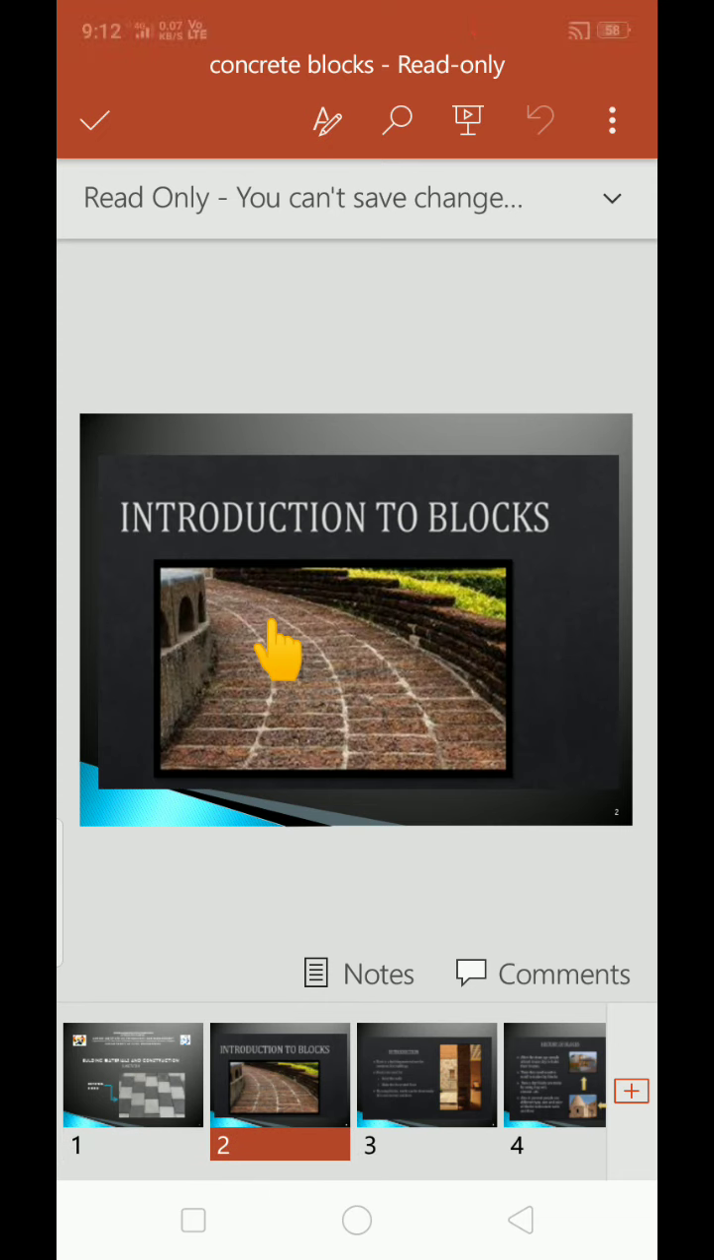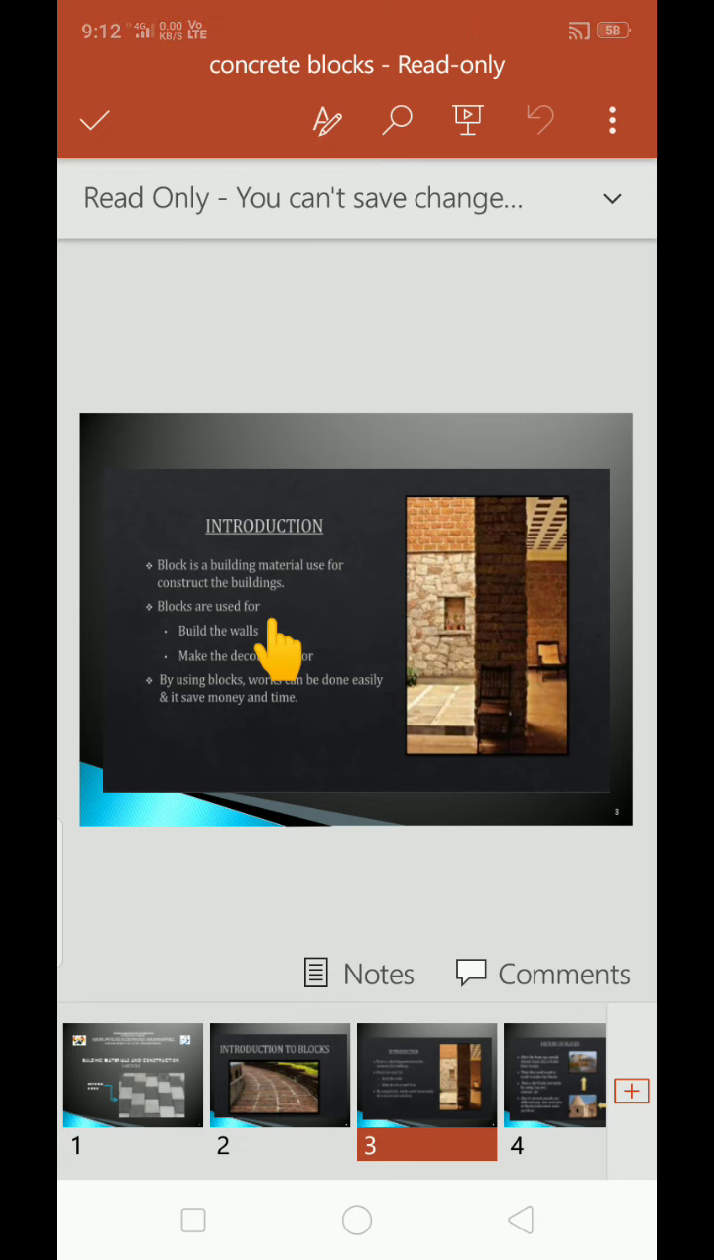So coming to the introduction about concrete blocks. A block is a building material used to construct buildings. It is a construction material, and blocks are used for building walls, for decorative purposes, or for roofing also, not only for the wall, but for compound walls and non-bearing walls.